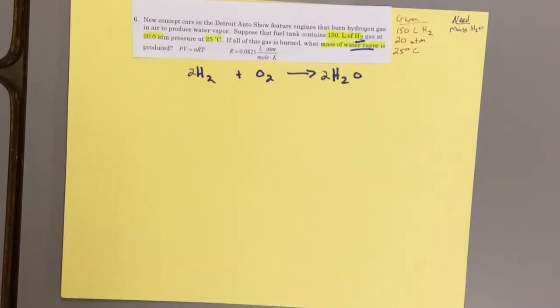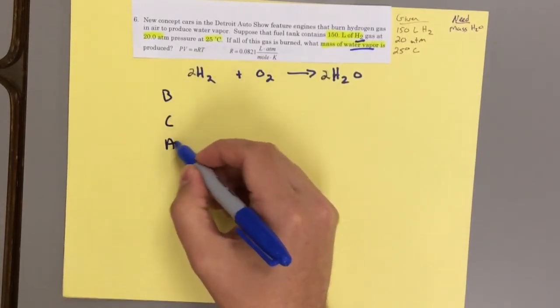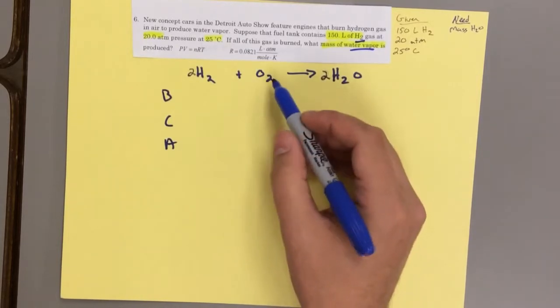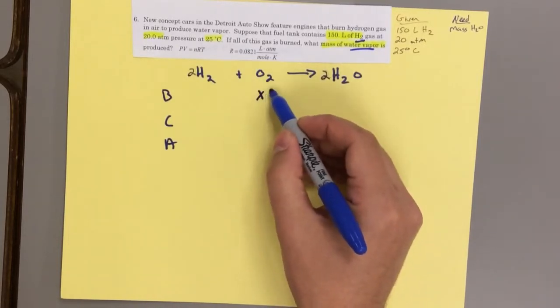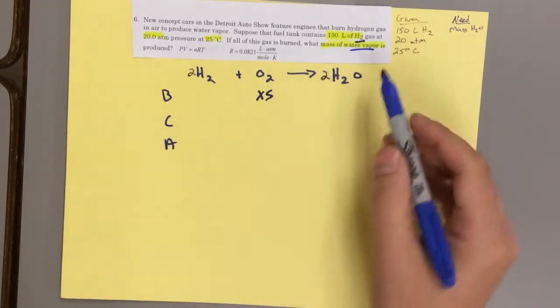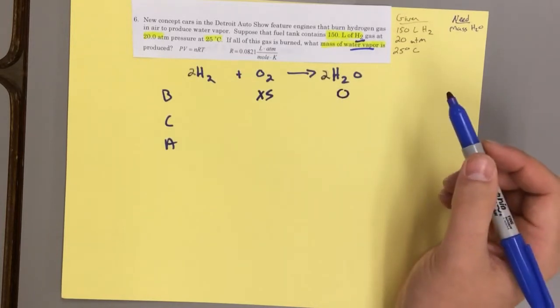So now that we have a balanced equation, we can go ahead and set up the initial information for our BCA table. We don't know exactly how much oxygen we're going to need, but we know that since there's plenty of it in the atmosphere, we can assume that we have excess. We don't have any water vapor produced in the beginning.